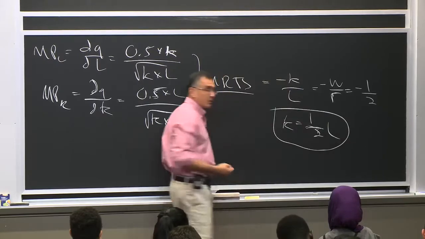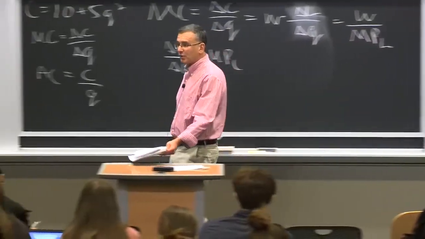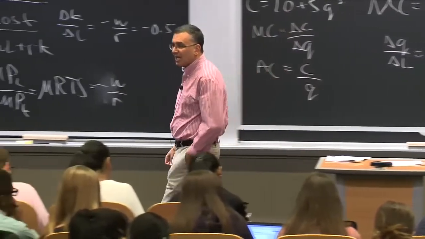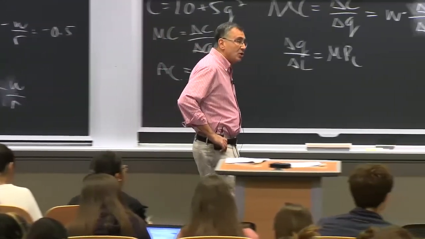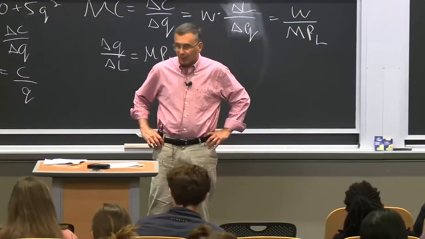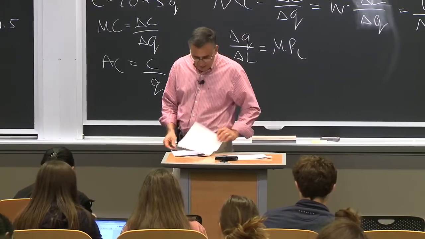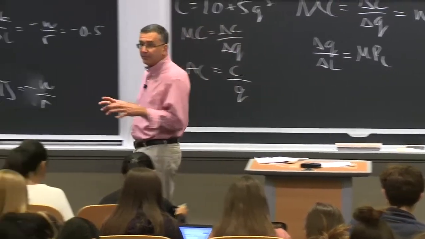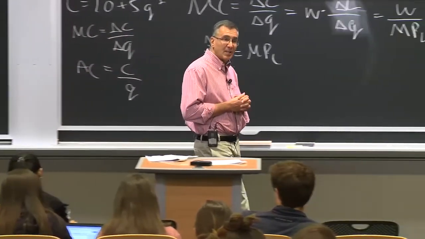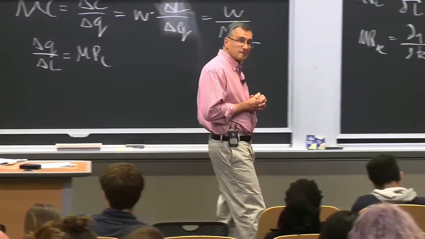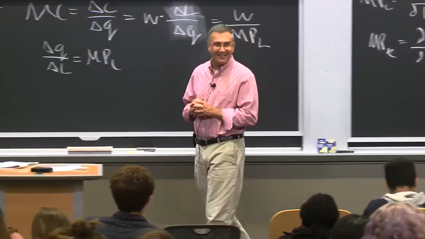In this example, we just solved for the efficient combination of inputs. The efficient combination is you should use capital to labor in a ratio of a half. You should use half as much capital as you use labor. Okay? So let me pause there, and let's talk about where this is coming from. Yeah? So does that mean that at any given isocost line, that is the optimal point where it'll be tangent? Exactly. Exactly.